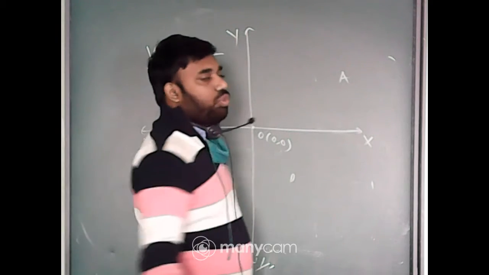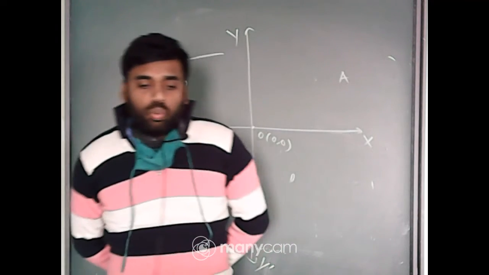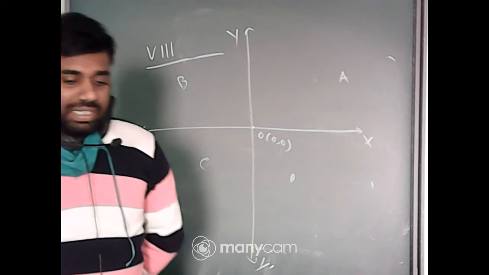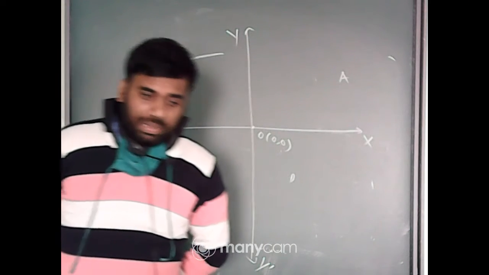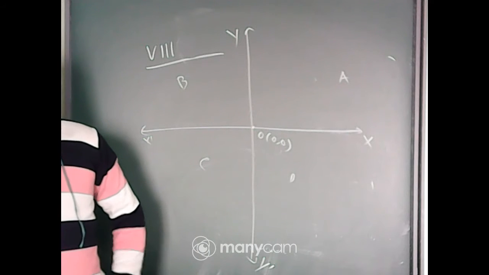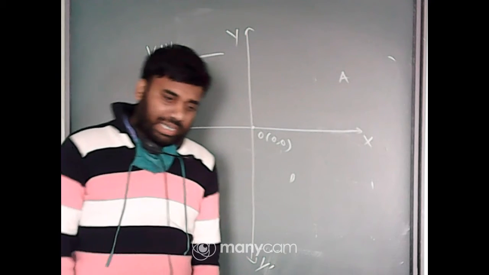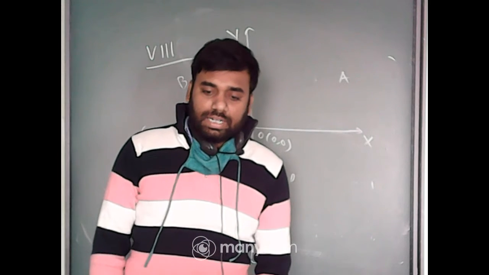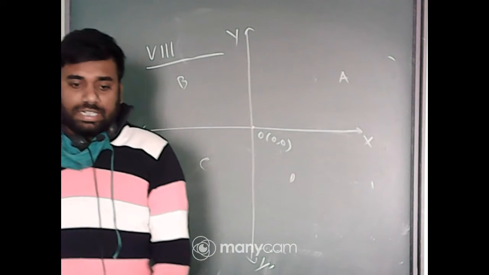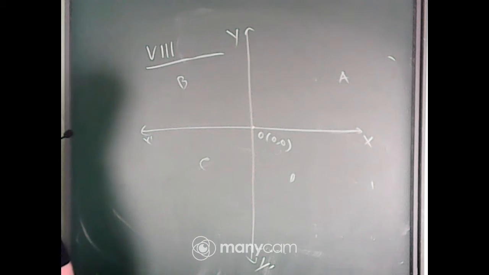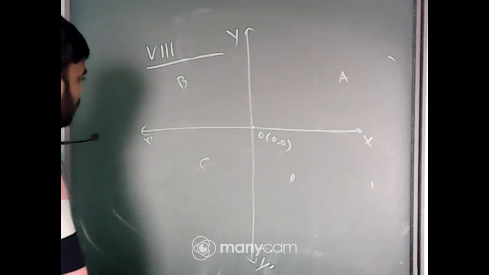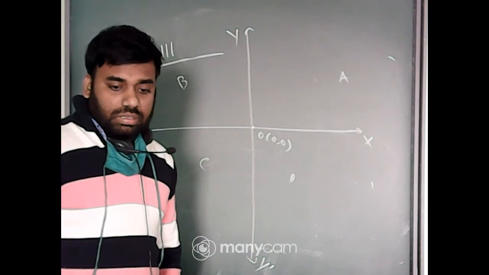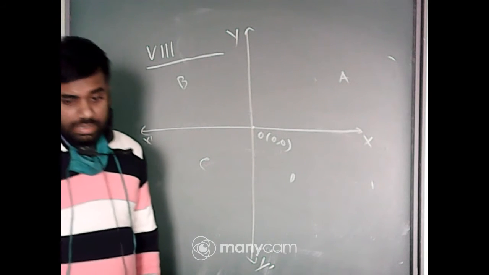Okay, the quadrants, A, B, C, D. Then A means which quadrant? First, second, third, fourth. A denotes which quadrant, B denotes which quadrant, C denotes which quadrant, and D denotes which quadrant. Tell me in the chat box quickly.